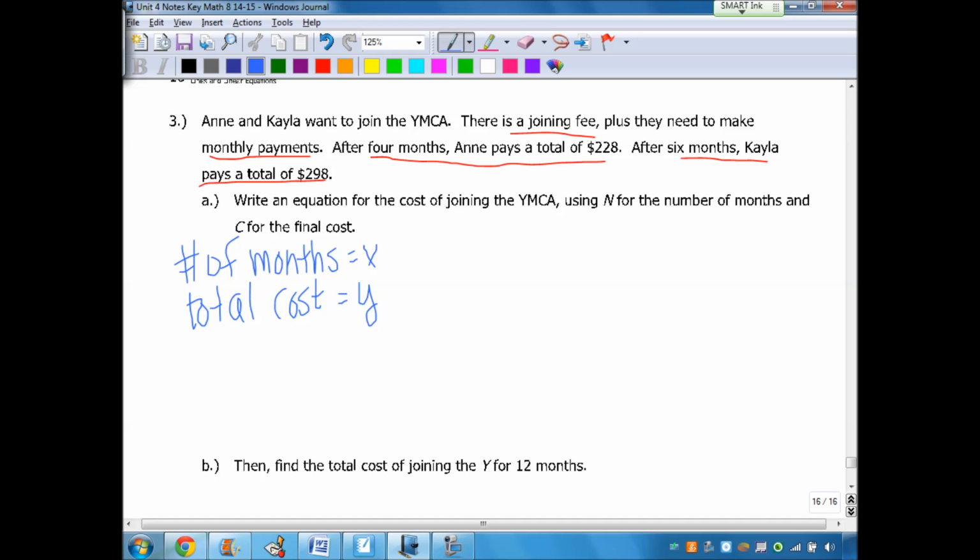So we're going to write out our information for Anne as a coordinate. Anne's information is 4 months, so this is your X, for a total of $228, this is your Y. So you're going to say 4, comma, 228, okay? And then Kayla went for 6 months, that's your X, for a total of $298, that's your Y. So 6, comma, 298. All right, so those are your two pieces of information.